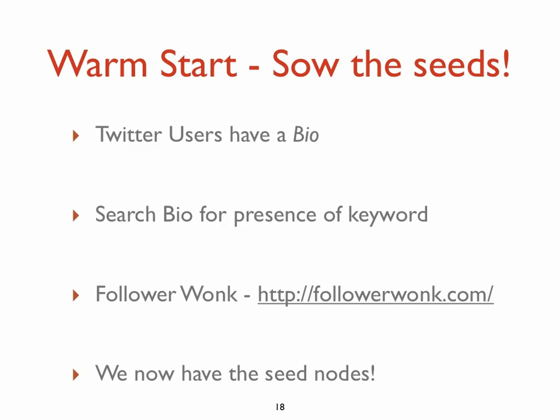The first step of our algorithm is warm start. Each Twitter user has a small biography which contains free-form text to explain himself. We search these bios by using Follower Wonk, a Twitter analytics service. It is safe to assume that people who mention the keyword of this particular topic in their bio are associated with it. This step identifies a set of seed nodes for our algorithm and gives us a warm start.